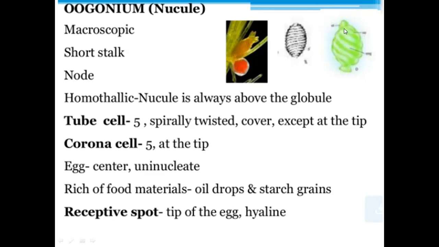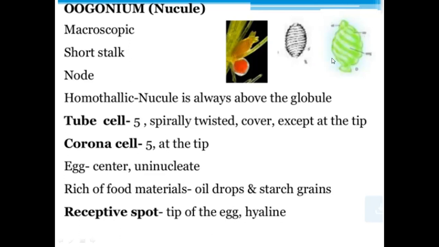So, tube cells are 5 spirally twisted, except at the tip, and in the tip portion, there are corona cells. And an egg cell or oogonium is present in the center, which is uninucleate, and this is rich in food materials like oil drops and starch grains. And also in the tip of the egg, there is a receptive spot. The receptive spot means a spot for accepting the male gamete.